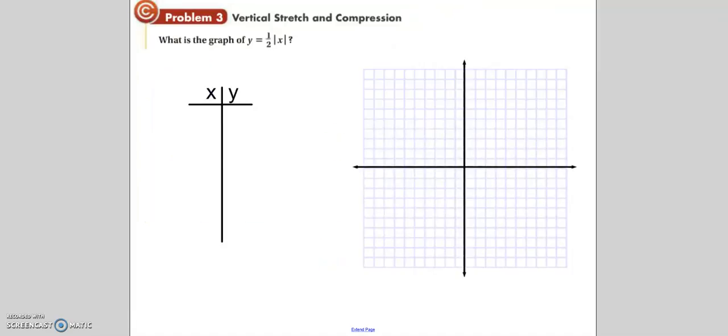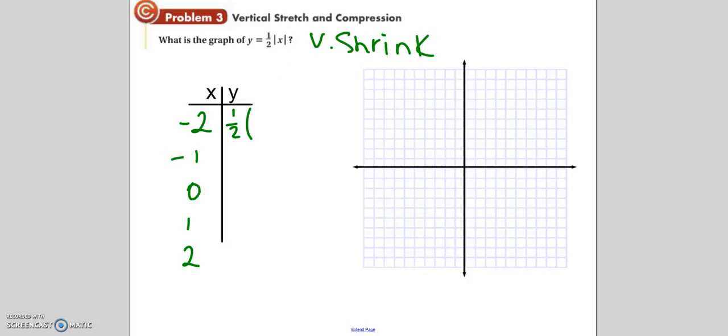We also have vertical stretches and compressions. Here we have y is equal to 1/2 times the absolute value of x. So, we're going to use this 1/2, which we know is a vertical shrink, to graph our absolute value. So this time we'll do -2, -1, 0, 1, and 2.